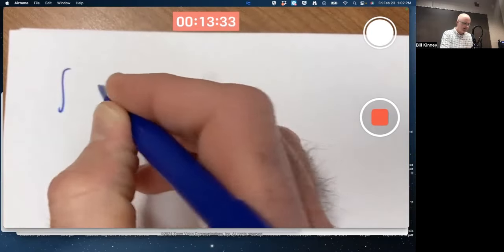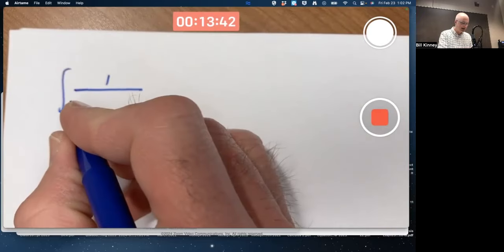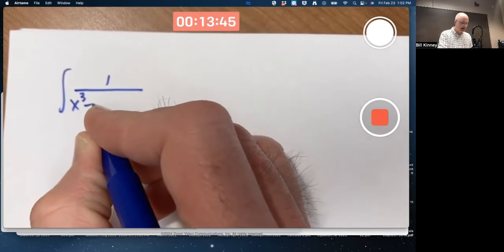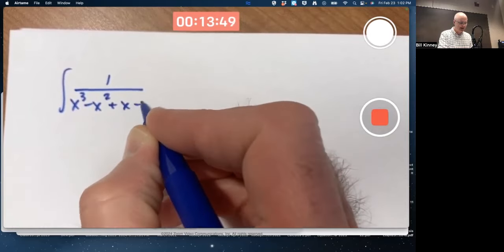Let's do one more partial fractions example today to start. That's a bit trickier. I'm going to make the function we integrate be a rational function with a cubic denominator. Yikes. x cubed minus x squared plus x minus 1.